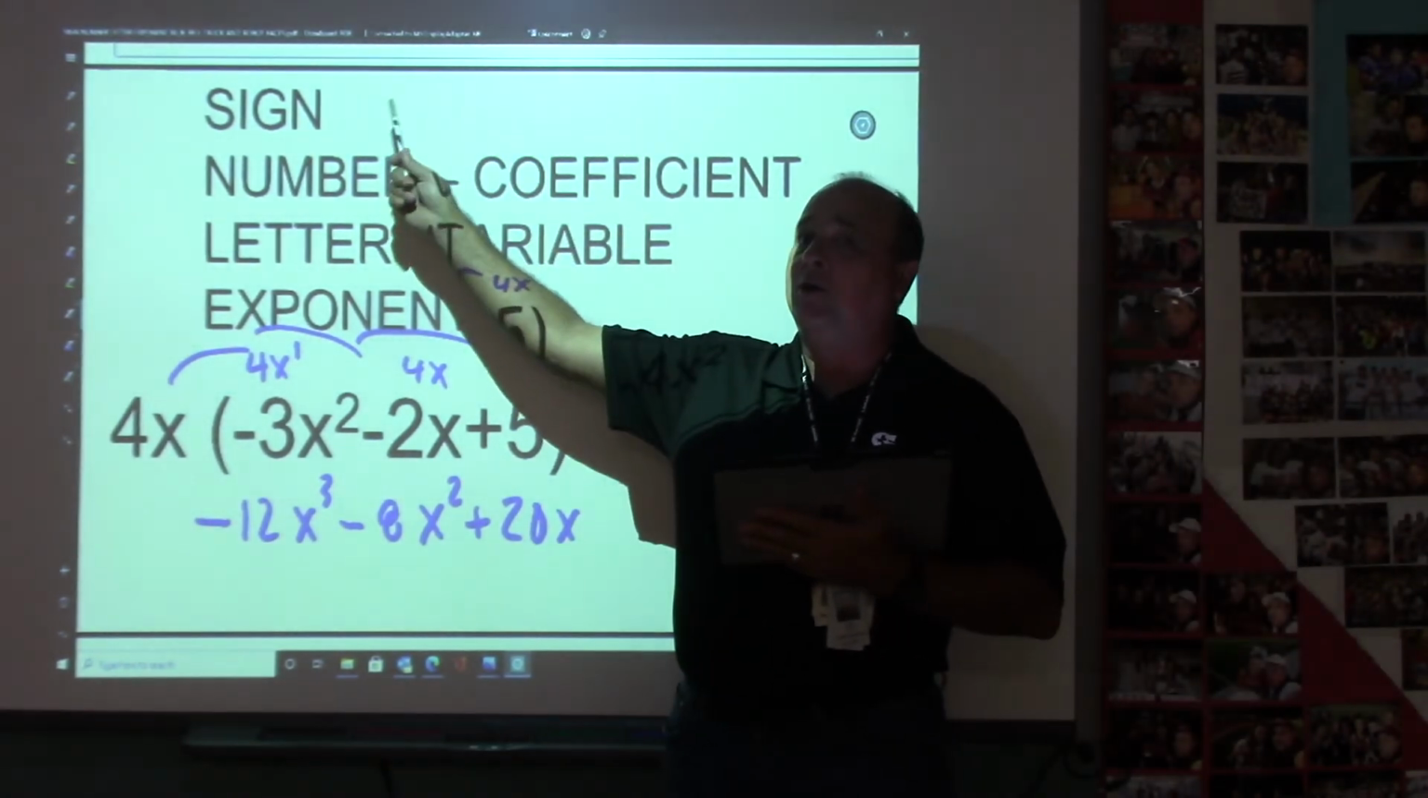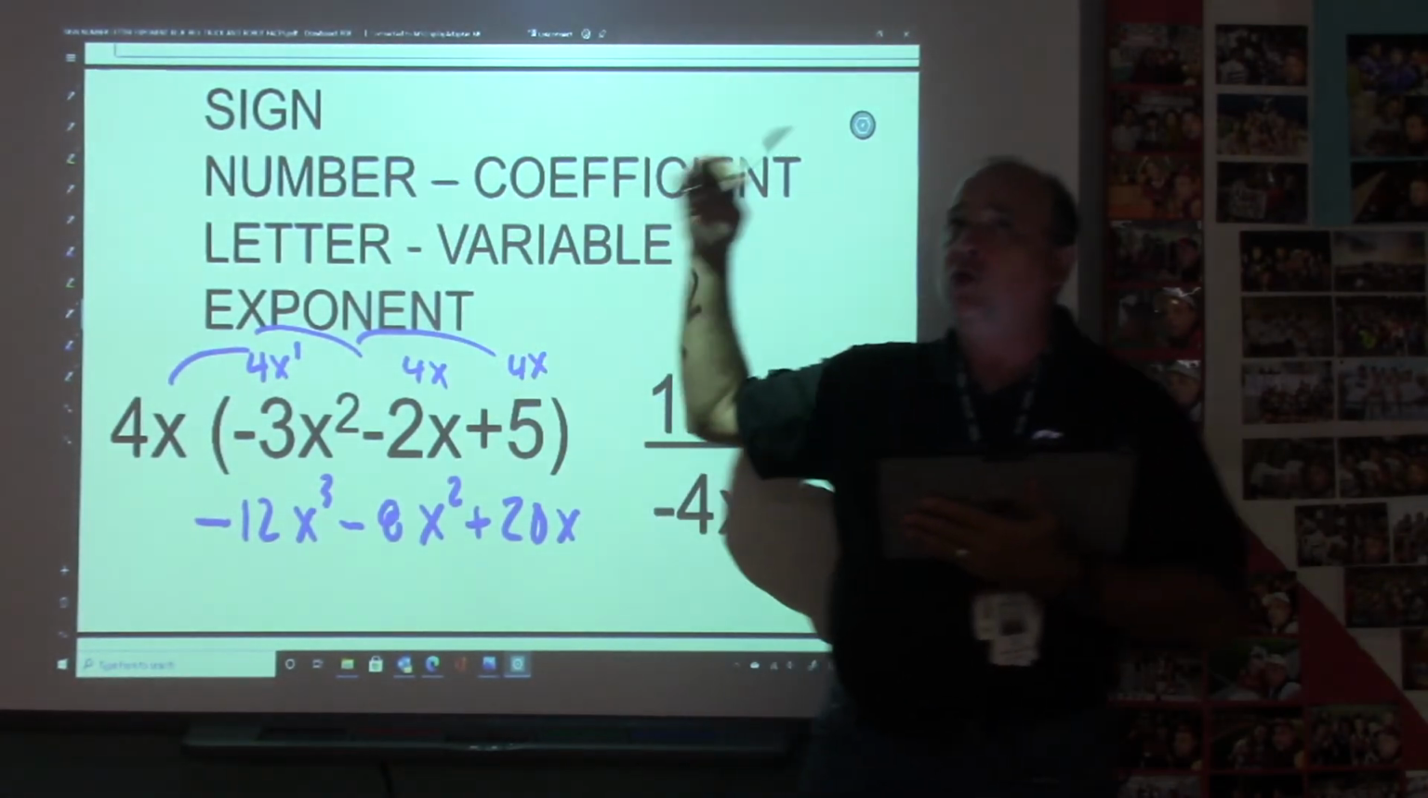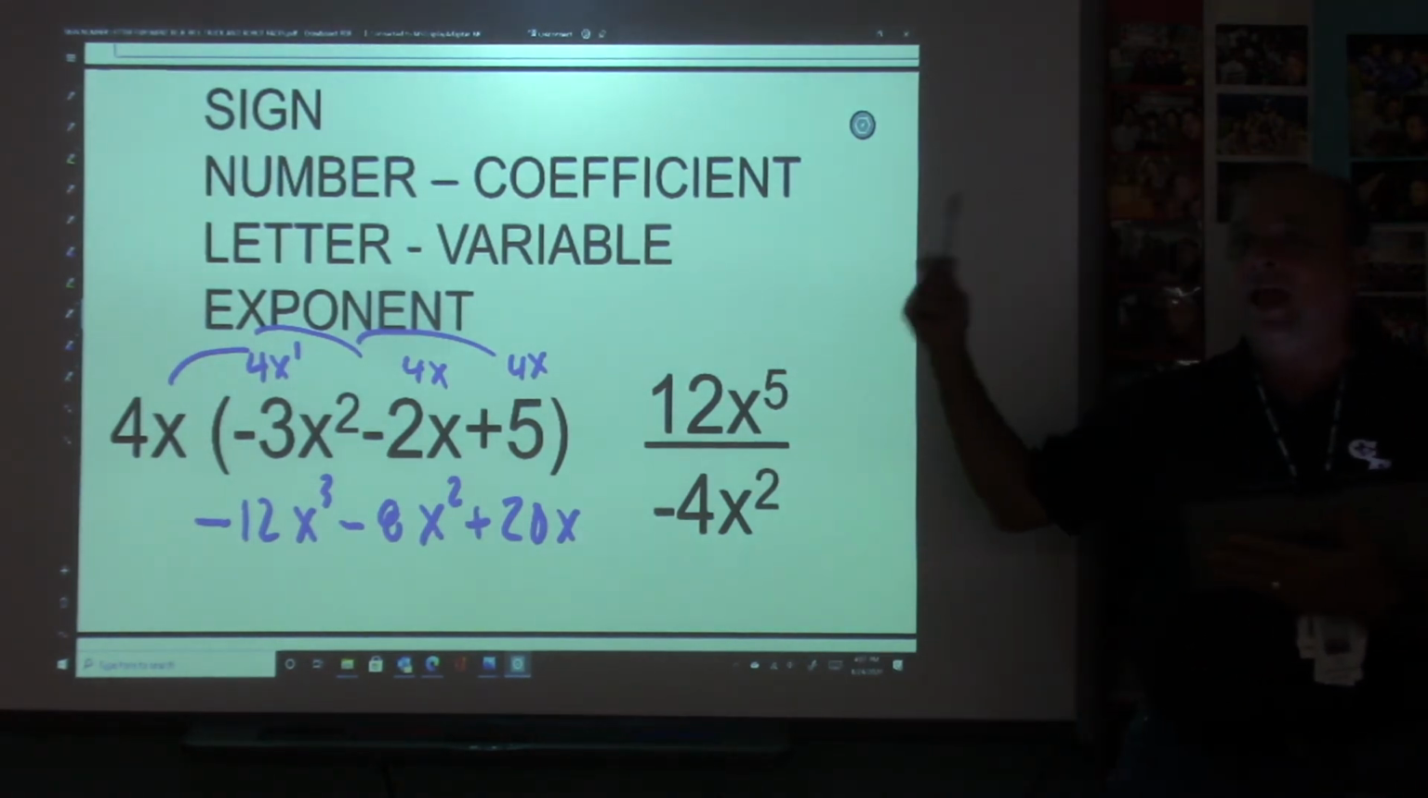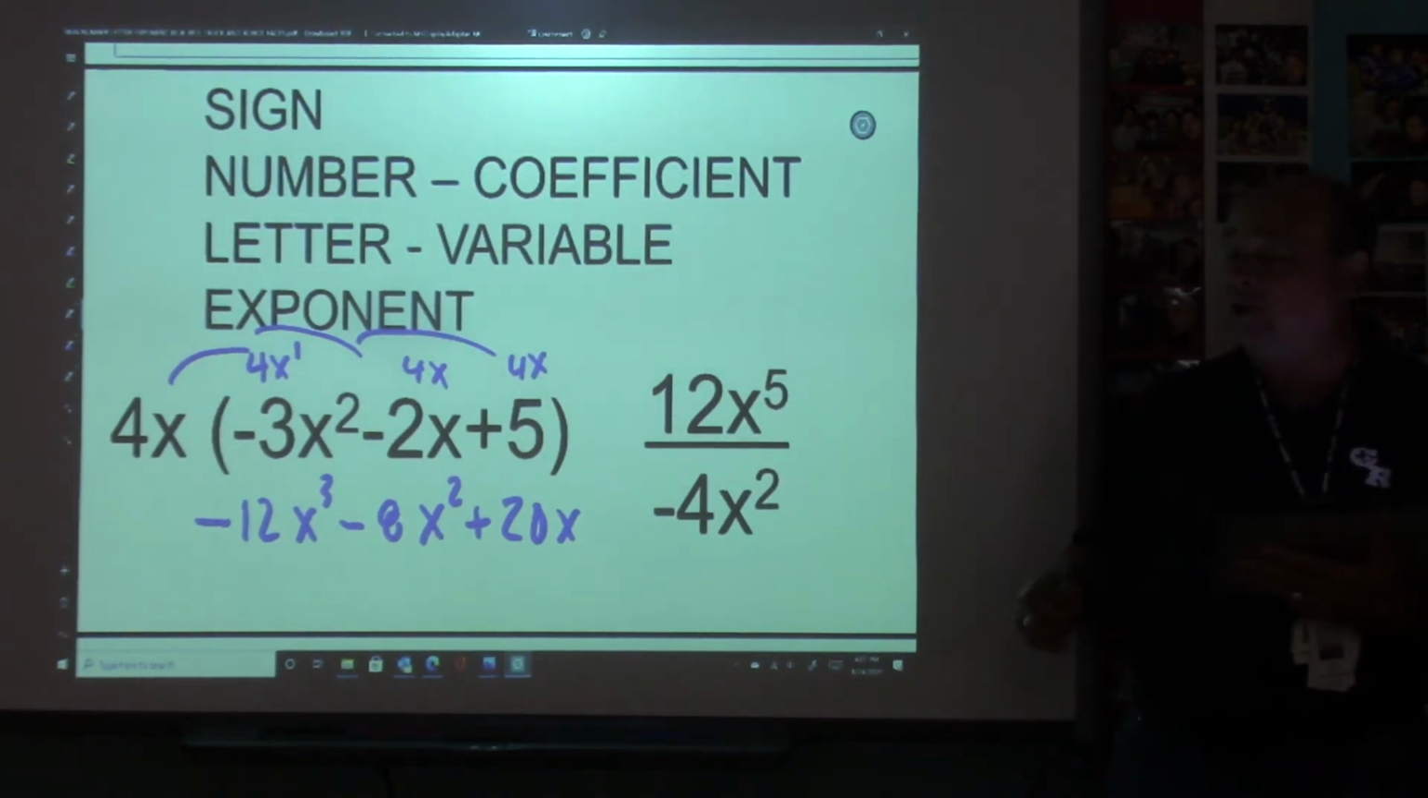You're getting the sign first, then the number. The sign, then the number. You have to train your brain to do that. If you do, you'll be successful in algebra.